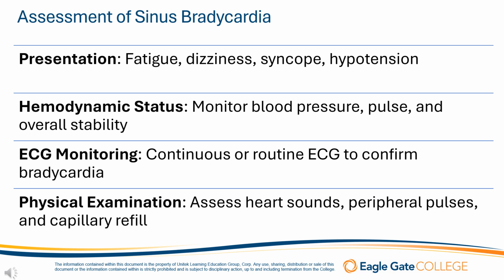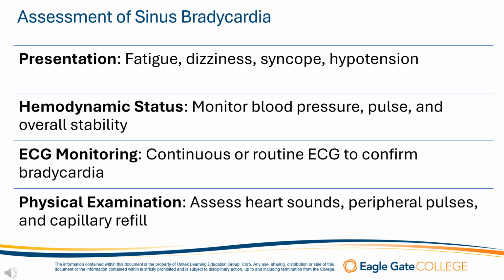Continuous or routine ECG monitoring is vital for confirming the presence of sinus bradycardia and identifying any associated arrhythmias. An ECG provides a visual representation of the heart's electrical activity, allowing us to measure the heart rate and assess the rhythm. For continuous monitoring, patients might be connected to telemetry units that provide real-time data on their cardiac status. Routine ECGs can be performed periodically to track any changes in the heart's electrical activity over time.